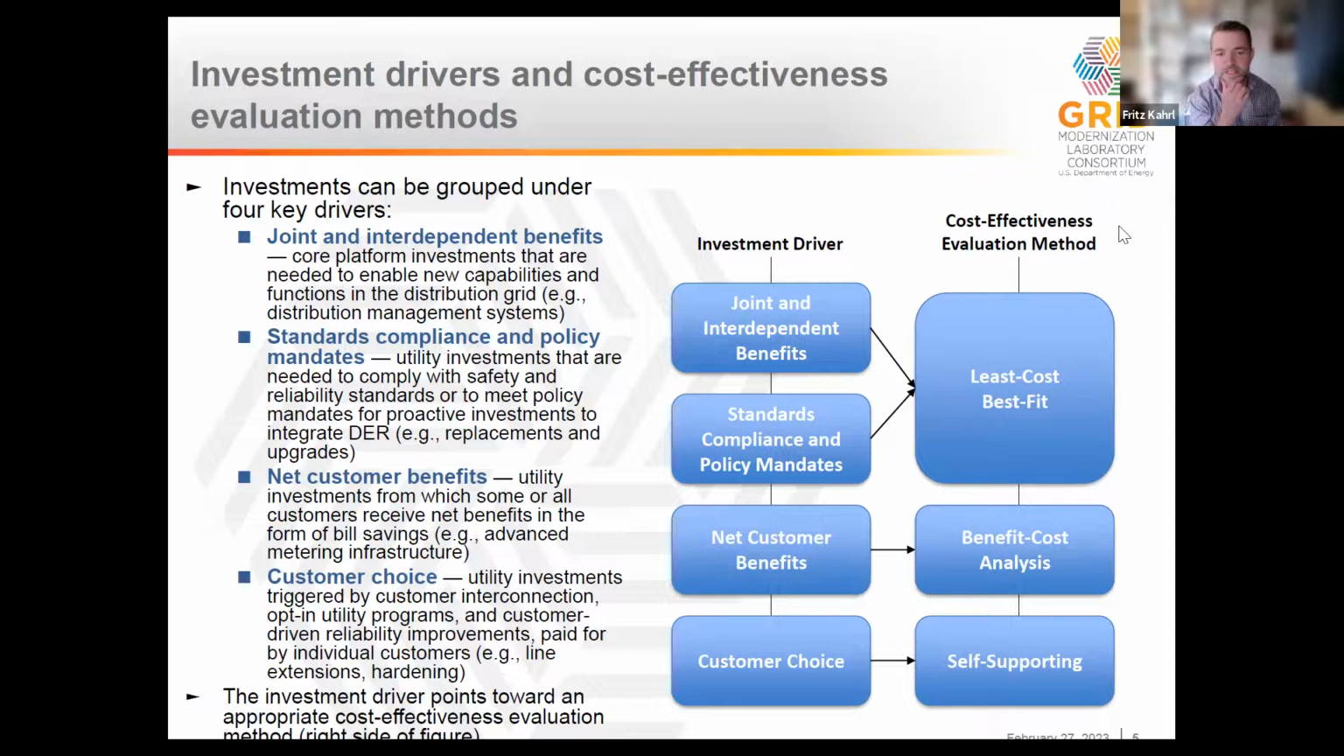The third category is net customer benefits. These are investments that provide bill savings for all or a subset of customers. So AMI is an example of a distribution investment that is typically driven by net benefits, mostly in the form of capacity cost savings. And then the last category is customer choice. These are investments that benefit and are paid for by individual customers or smaller groups of customers.